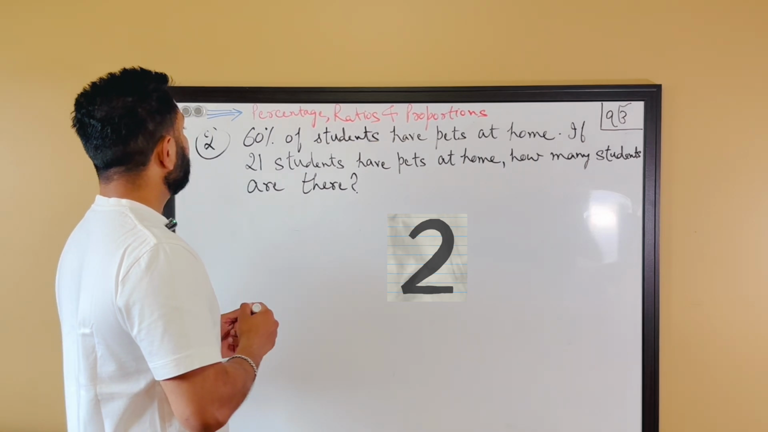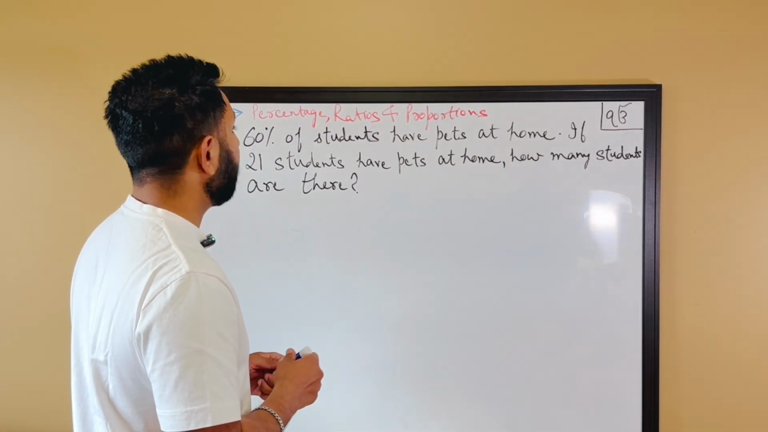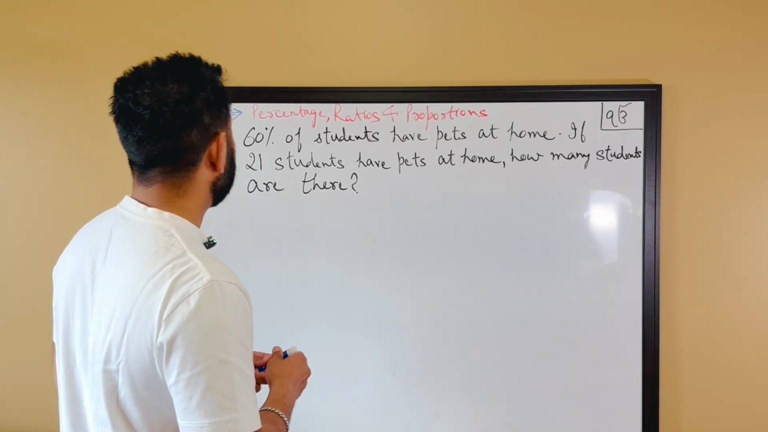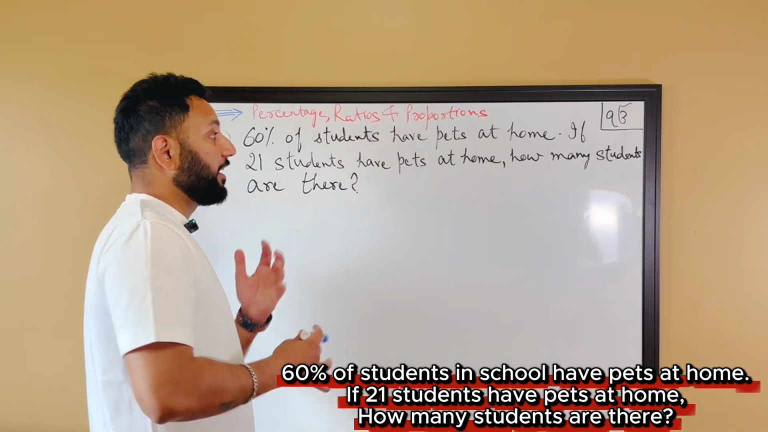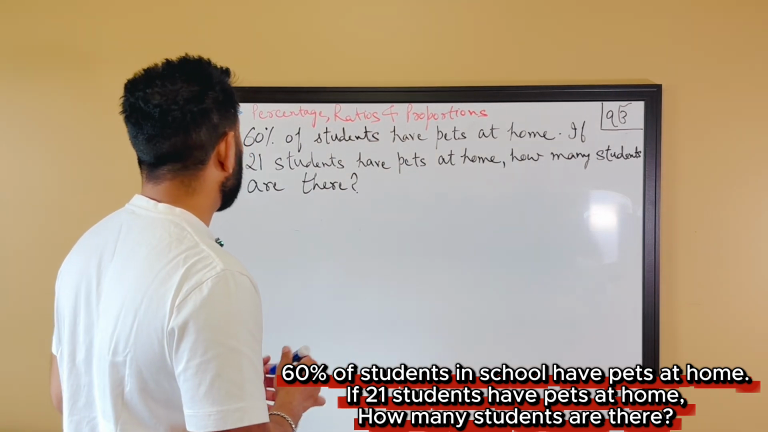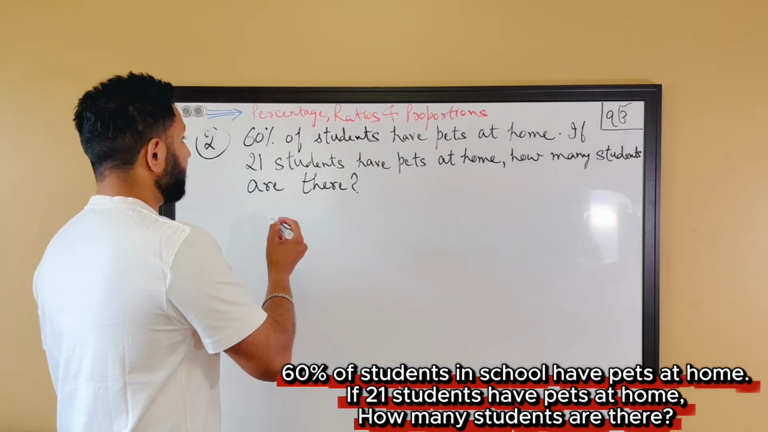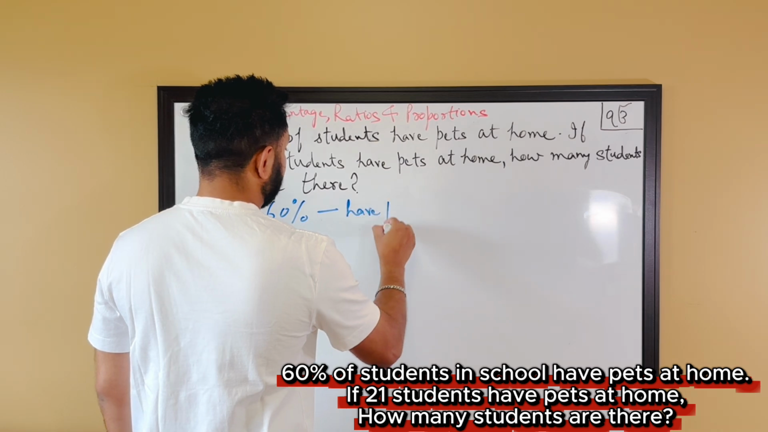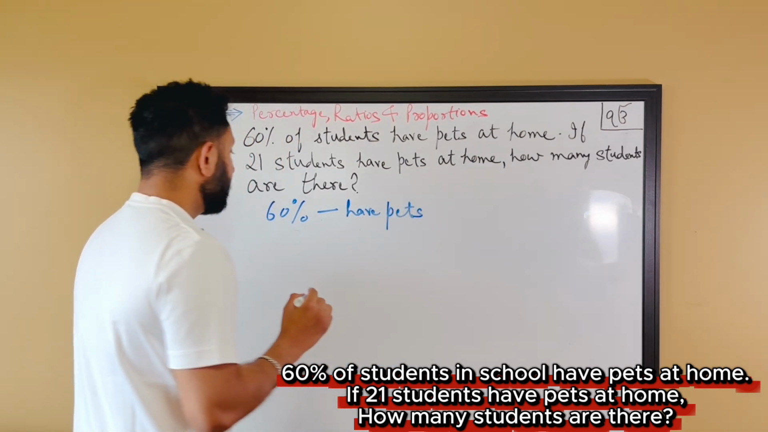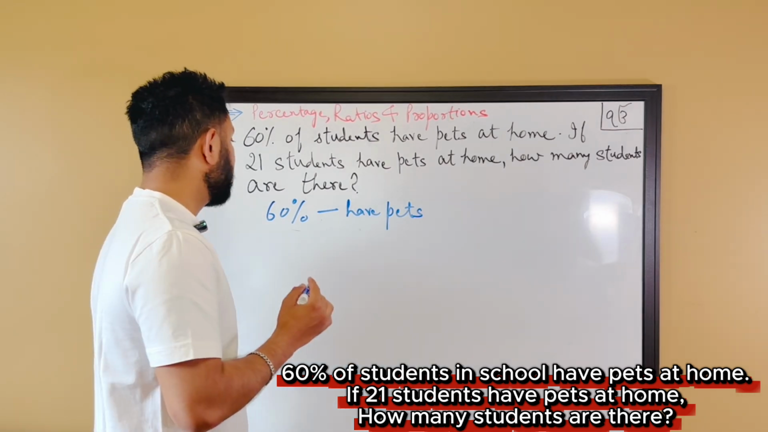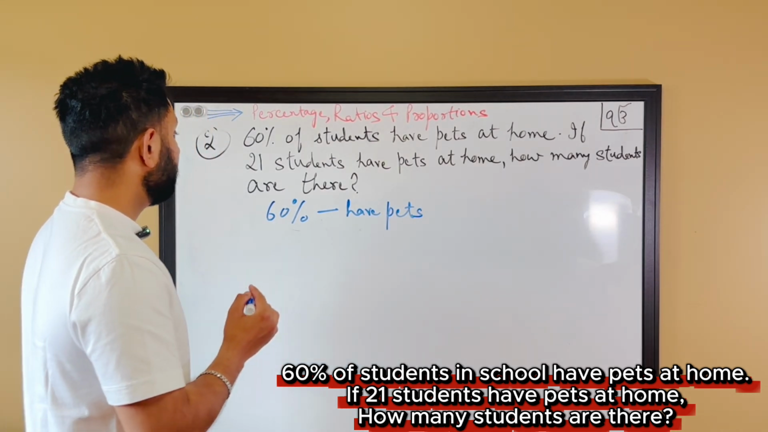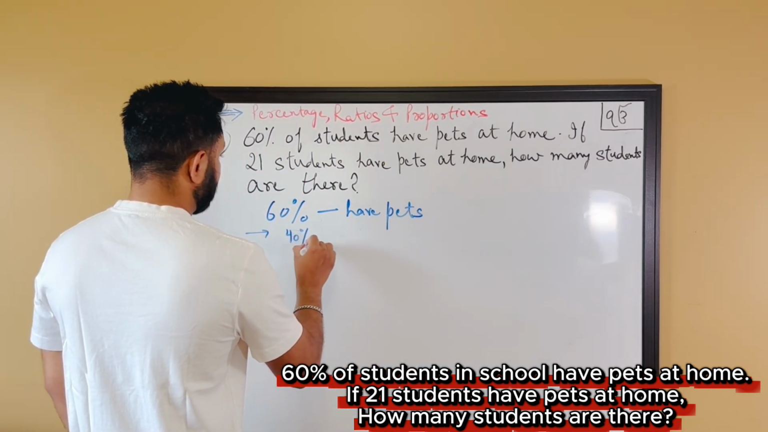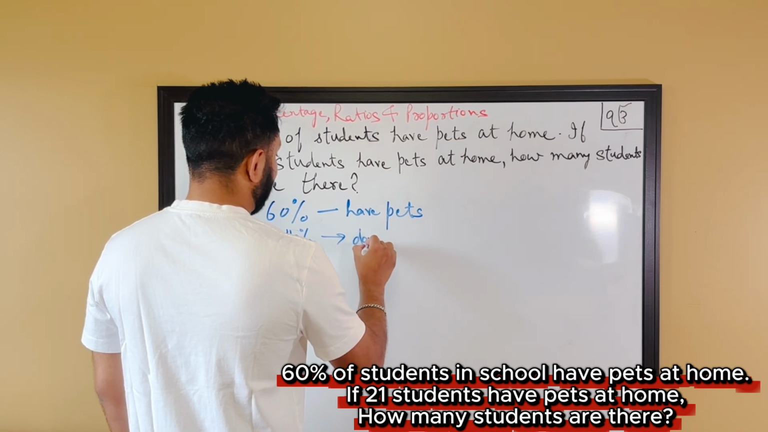Let's move to example 2. 60% of students have pets at home. If 21 students have pets at home, how many students are there in the class? So what we need to find out is how many total students are there in the class. What we are given is 60% have pets at home. So that means 60% out of 100% have pets at home, and we can deduce that 40% don't have pets at home.